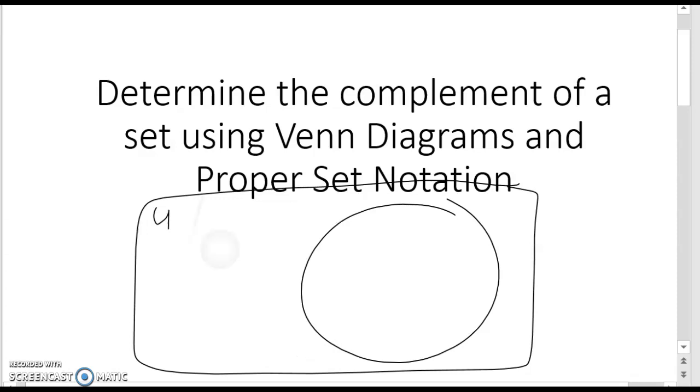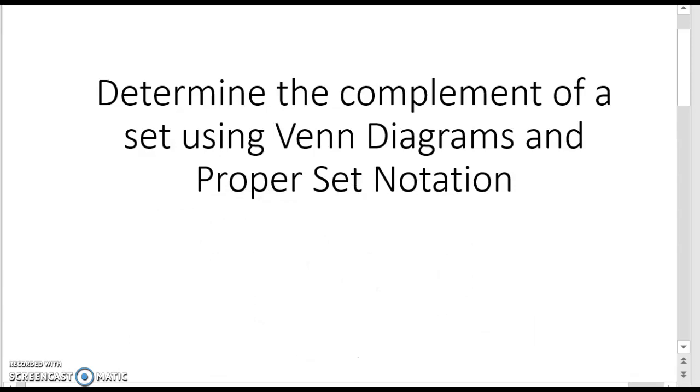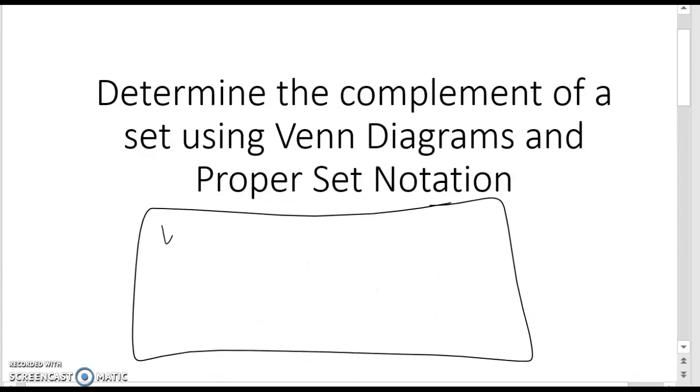We can also have a Venn diagram where we have the universal set and then maybe just a subset B inside of that universal set. That is also a Venn diagram. So anything that is a visual depiction of sets, we can do that with types of Venn diagrams. So let's go ahead and look at the first one.